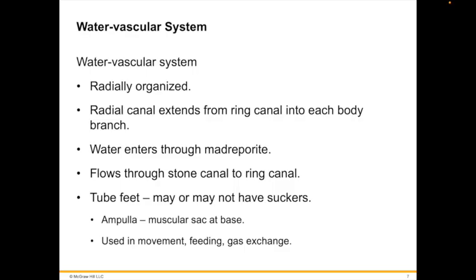Gas exchange in most echinoderms is through the body surface and tube feet. In addition, a sea cucumber has paired respiratory trees, which branch off the hindgut.